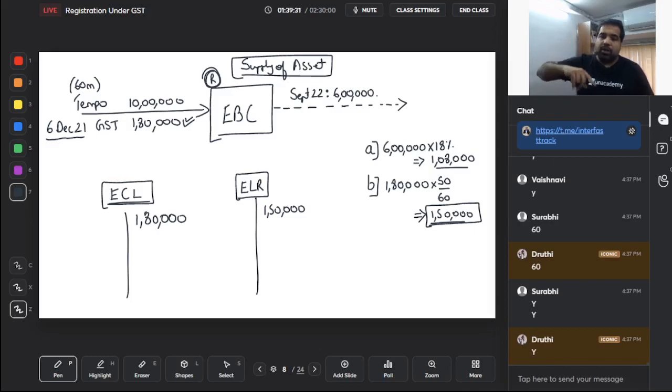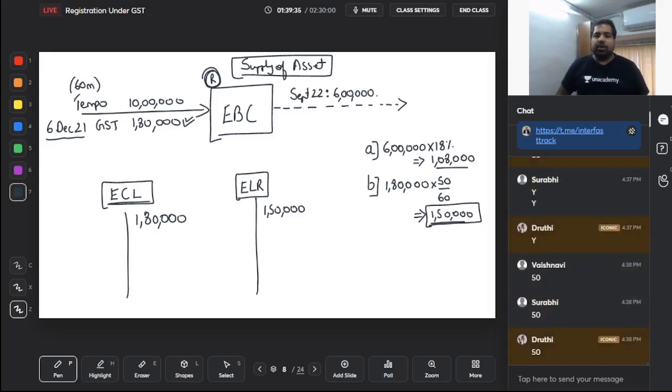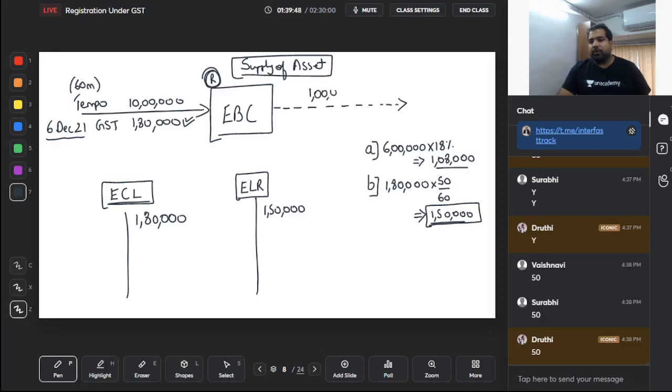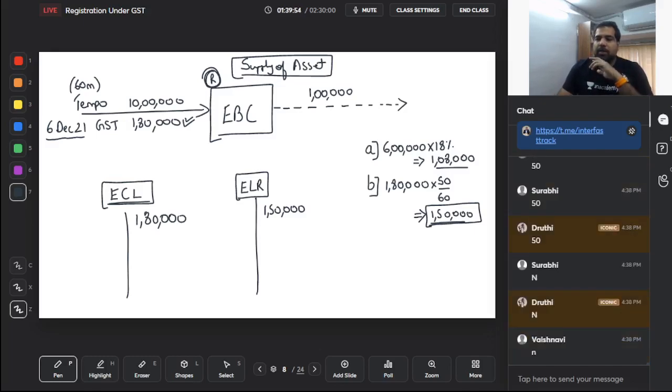How many months did you use? 10 months. So how many months did you not use? 50 months. That much they will reverse. So whichever is higher, that they will pay. But guys, what if I use this asset for 60 months? And what if I sell it after 60 months for, let's say, 1 lakh rupees? Then will they get angry? No, you've not broken your promise.